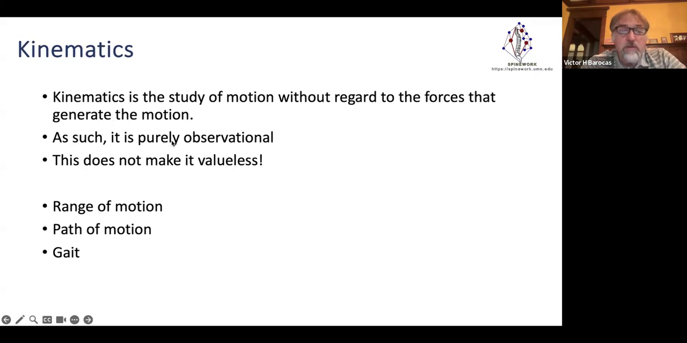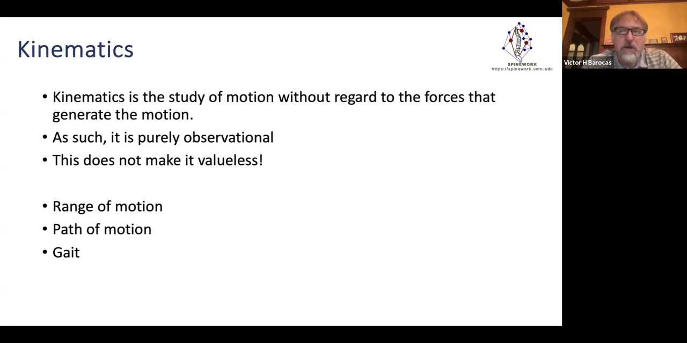So if we think about kinematics, as I said, it's the study of motion without regard to the forces that generate the motion. It is a purely observational discipline, and that does not make it valueless. I want to stress that just because there is no underlying physics being measured, we're just measuring the motion, that does not mean it's not a useful measurement. Range of motion and path of motion are both very much kinematic measurements. So how far can I move, or if I touch my nose, do I do it the same way every time, or do I go like this sometimes? Those are the kind of things that might be very useful information, but we just want to be clear that it is entirely observational information.